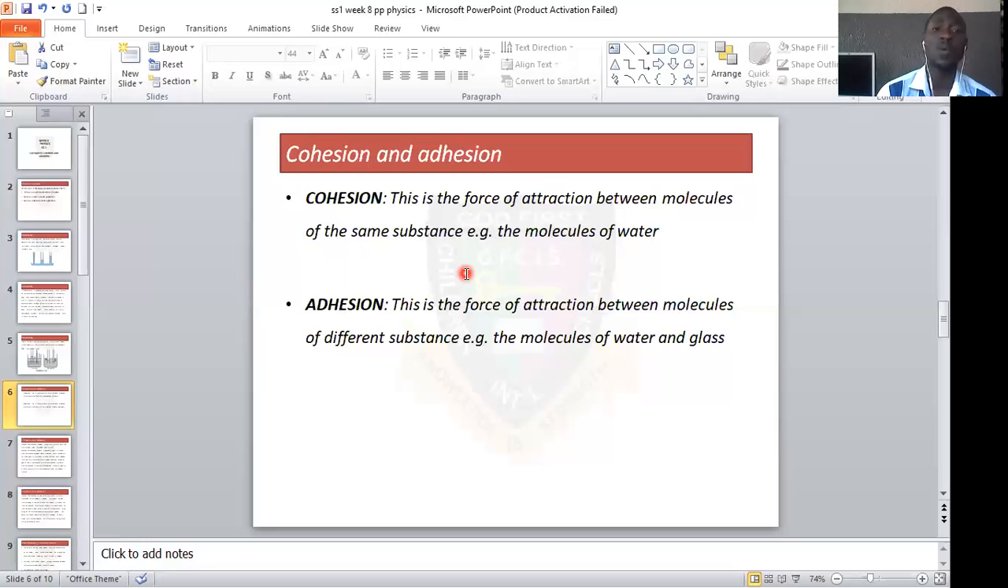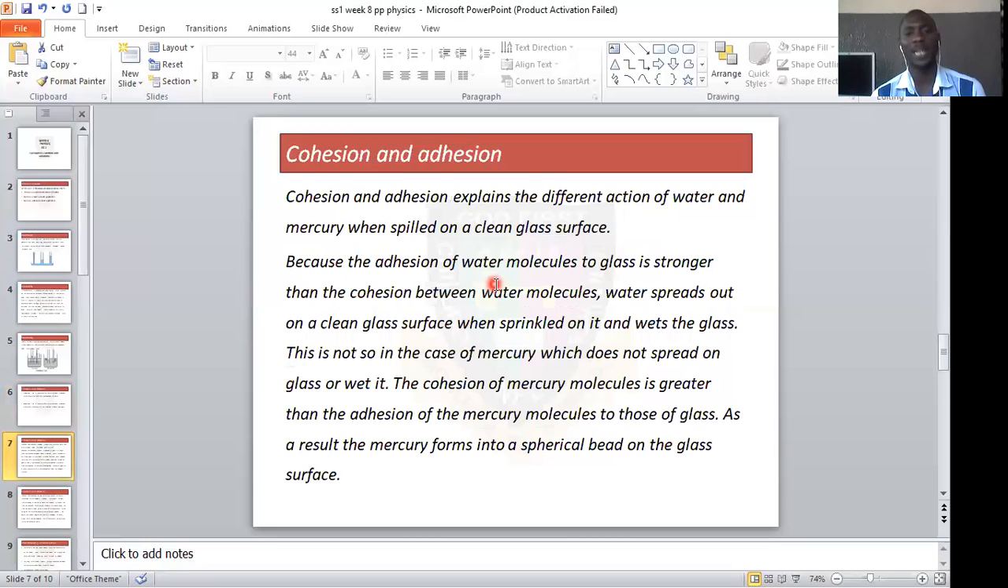Again, the cohesive force is the force of attraction between molecules of the same substance, while the adhesive force is the force of attraction between molecules of different substances. Let's go. So cohesion and adhesion, look at this. Let me explain this very well. Cohesion and adhesion explain the different action of water and mercury when spilled on clean glass. It explains why water wets glass and mercury does not wet glass.